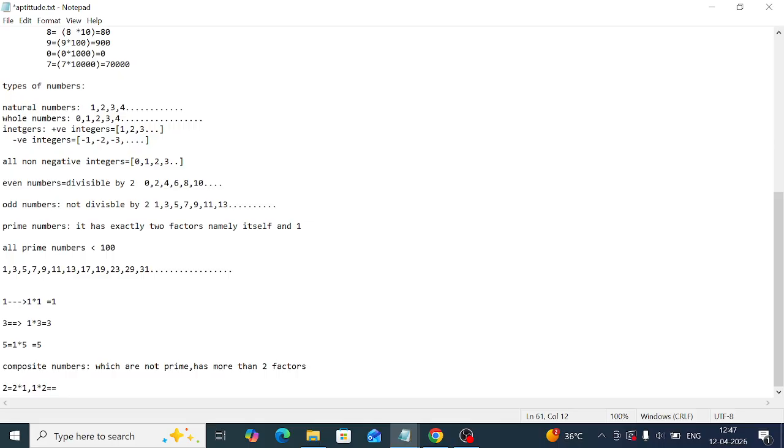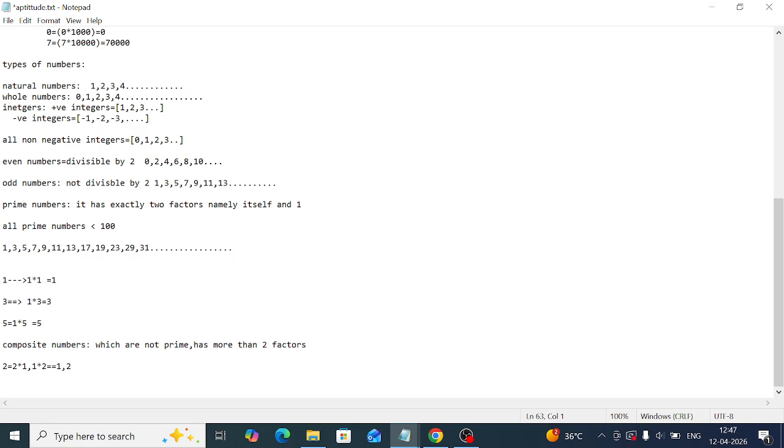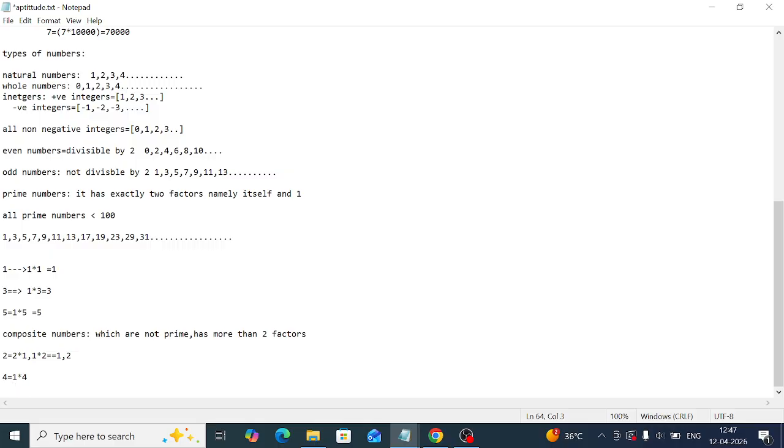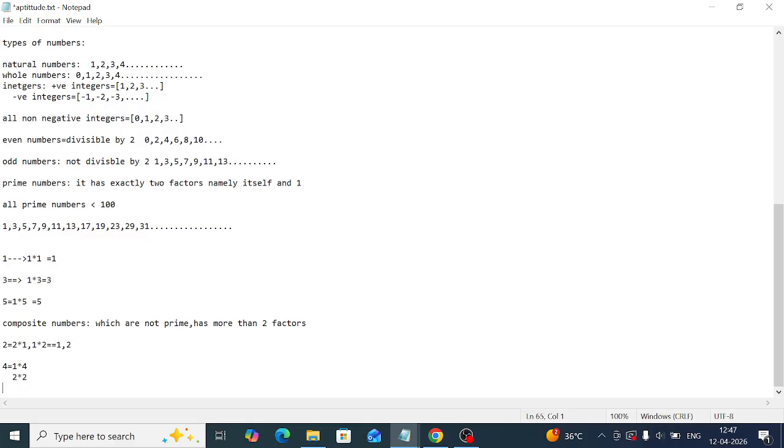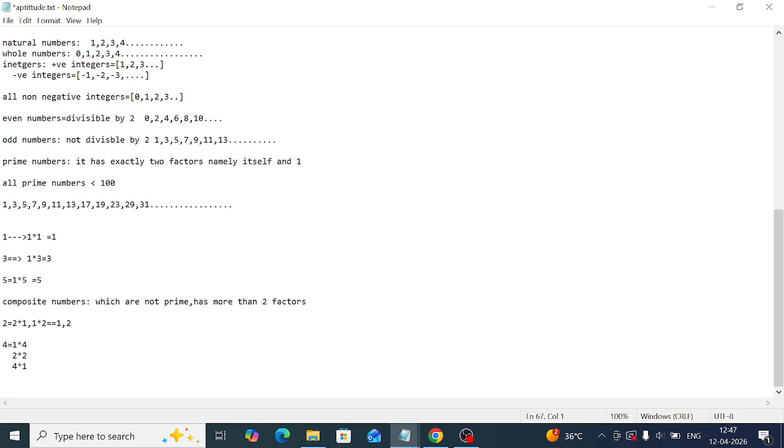In two ways we are checking, 1 and 2 only we will get. But here it is asking what? More than 2 factors. That's why 2 is not a composite number. 4 we will check. 4 is equal to 1 into 4, next 2 into 2, next 4 into 1. Yes or no? Here 1, 2, 4. That means 3 factors are there.